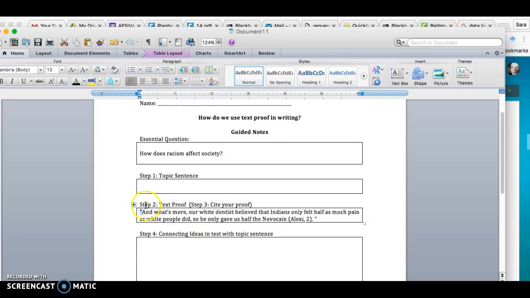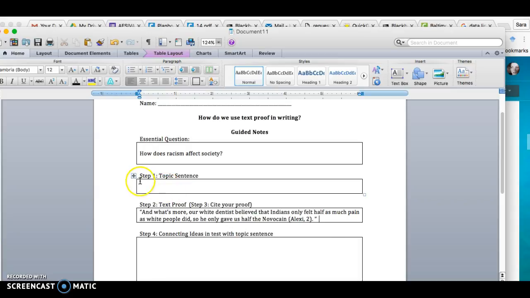And notice I've said step 2 and step 3. So step 2 is the text proof, so I've got my quote here. Step 3 is cite your proof, and what I've done down here is called MLA citation, and I'm going to get into that more specifically as we go on. But right now, all you need to know is whenever you have a quote or a piece of text proof that you're using, even if you're paraphrasing, you need to attribute that quote or cite that quote by making sure you have the author's last name and page number in parentheses with a comma in between. And also, if you're doing a quote, you want to make sure that the period is on the outside and the quote mark is on the outside so that they know that this citation belongs with that quote.